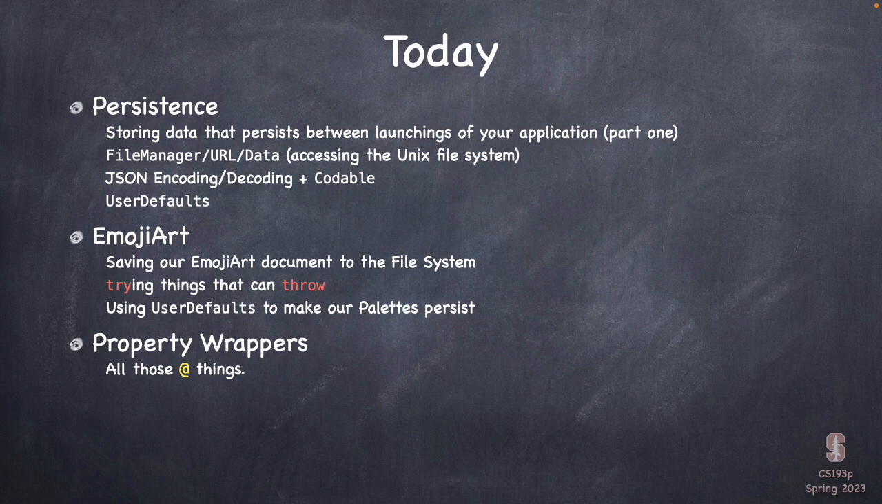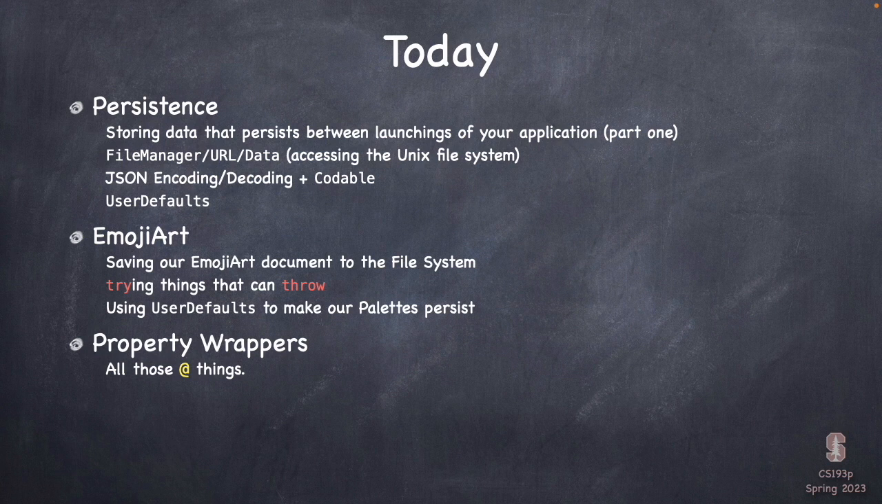We're going to make our emoji art document persist, because as you all know, working on your assignments, you move a little emoji around and then you run again and it's gone. You have to start it again. So we're going to make that persist. And we're also going to make our palettes persist, right? We have those palettes and we can create a new palette. We can delete a palette, but it forgets every time we rerun. We're going to fix that.